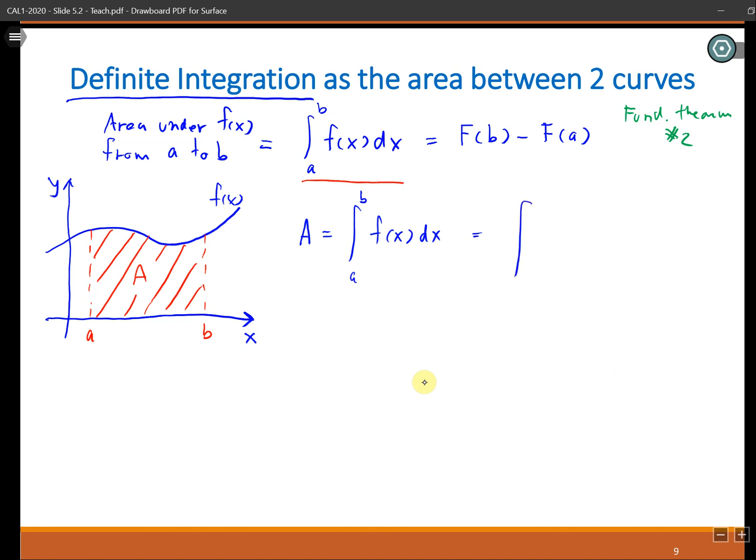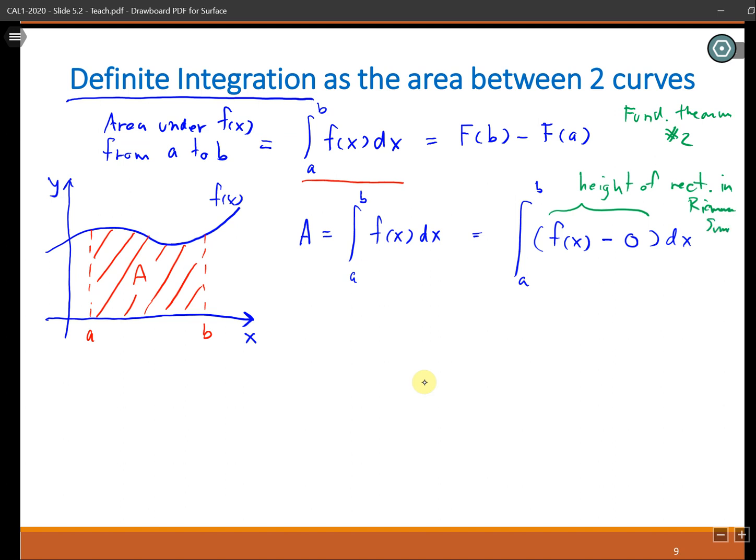So instead of having integration from a to b and just f(x), we actually have f(x) minus 0. If you compare them, it's the same thing, right? f(x) and f(x) minus 0. But why do I put 0 there? This is because I want this to correspond to the height of the rectangle in the Riemann sum. Sorry for the space here.